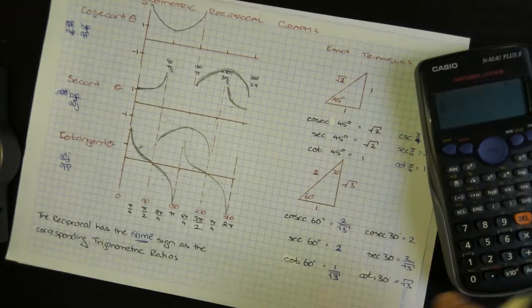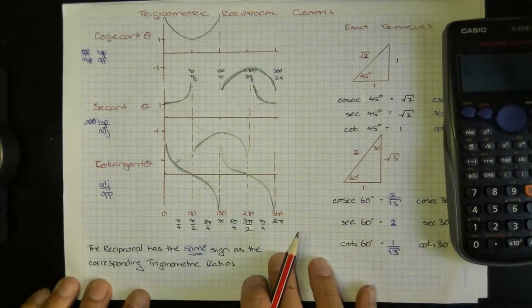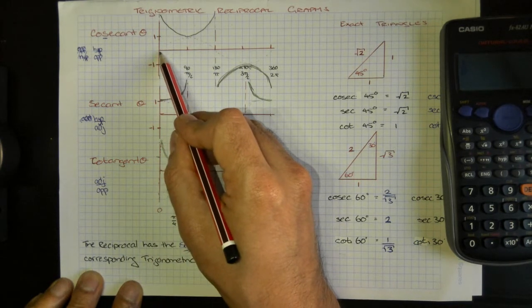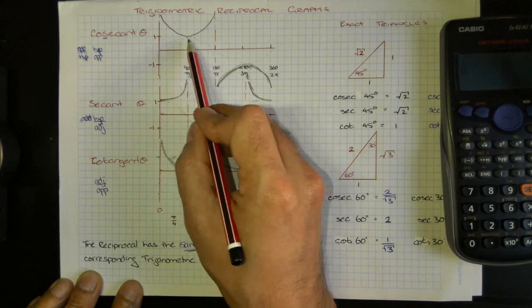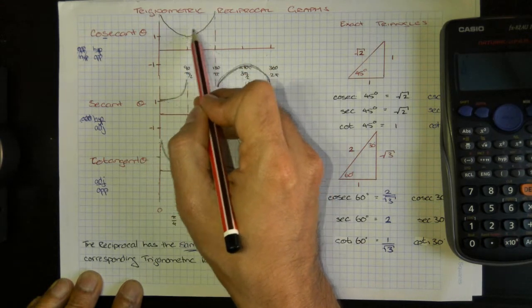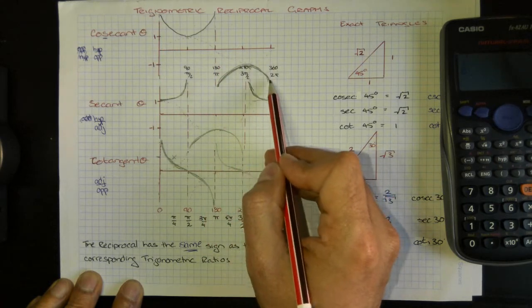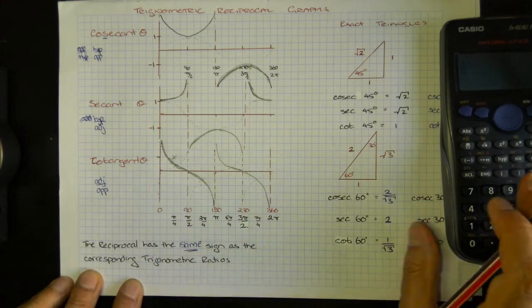The reciprocal has the same sign as the corresponding trig ratios. So here, where sine is increasing, it's in positive position, so is its reciprocal. And here, sine was decreasing, and so is its reciprocal. And the same with cos.